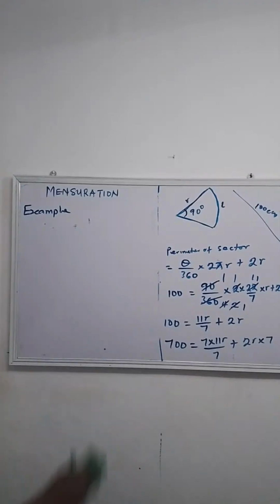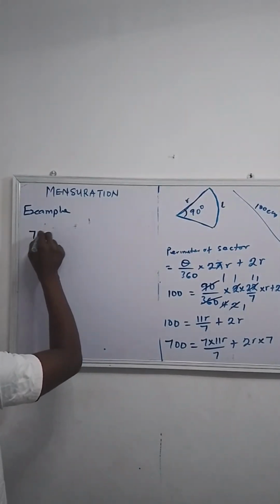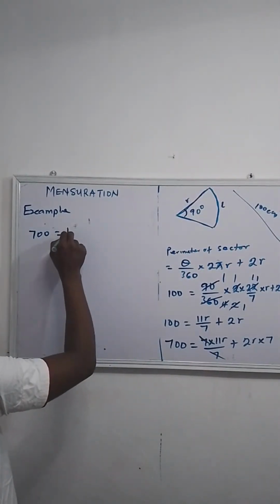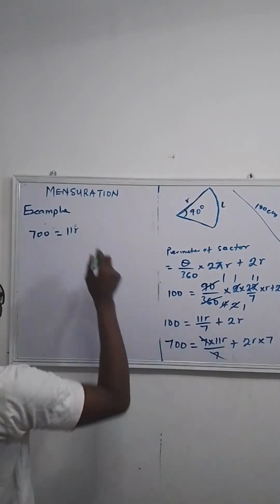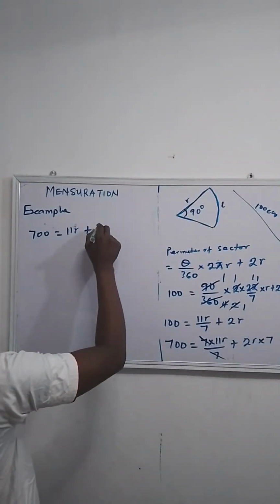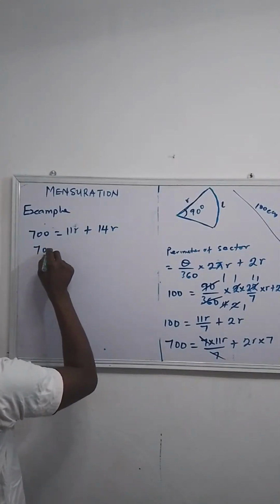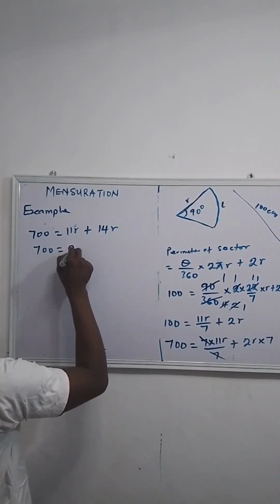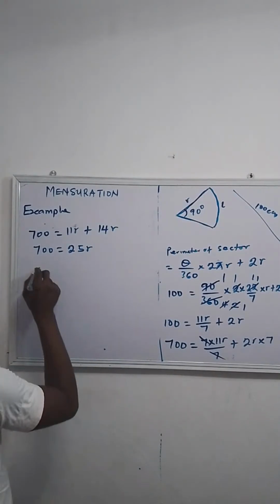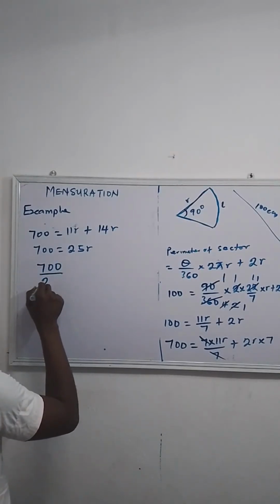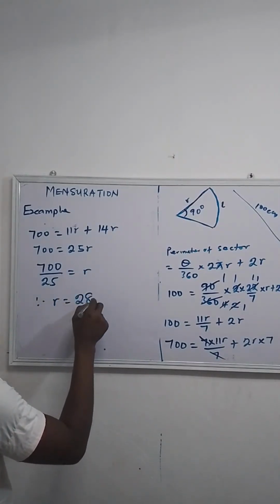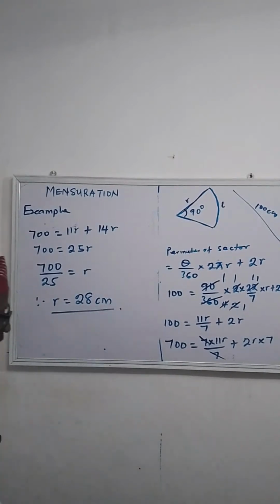So that gives us what? 700 equals, now this 7 cancels this 7 here. So we have 11r left plus 14r, since 2r times 7 is 14r. So we have 700 equals, when you add these together, 25r. So you can divide both sides by 25. So we have 700 over 25 equals r. So therefore, r is 28 centimeters. So this is going to be the radius of the circle.